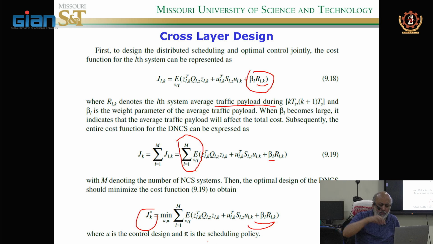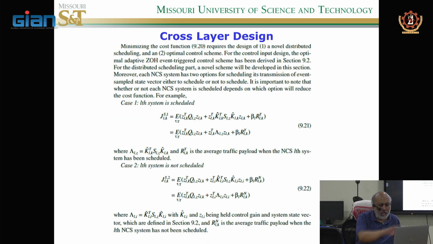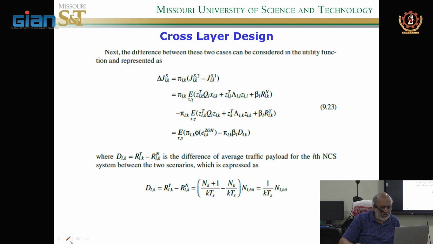You are taking it from the traffic, which is from the link layer, the amount of traffic. So if you are using event triggered, you will have a smaller amount of traffic because you are not transmitting every sampling instant. That is the difference. Otherwise, the approach is the same. You take the two cases, when it's scheduled and when it's not scheduled. You take the difference, which is delta J. This is the difference between when you are scheduling and if you don't schedule it, and that you are converting into number of bits.